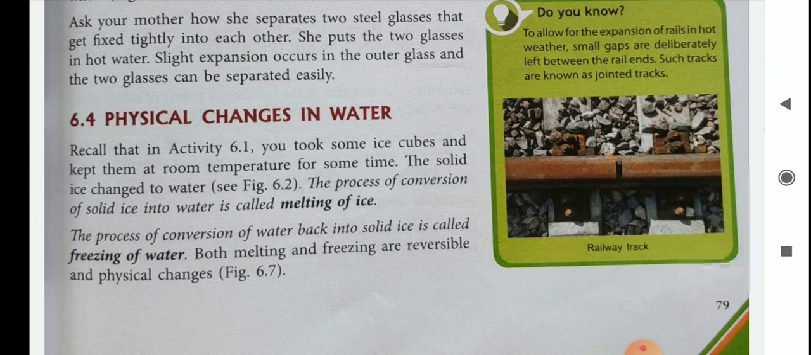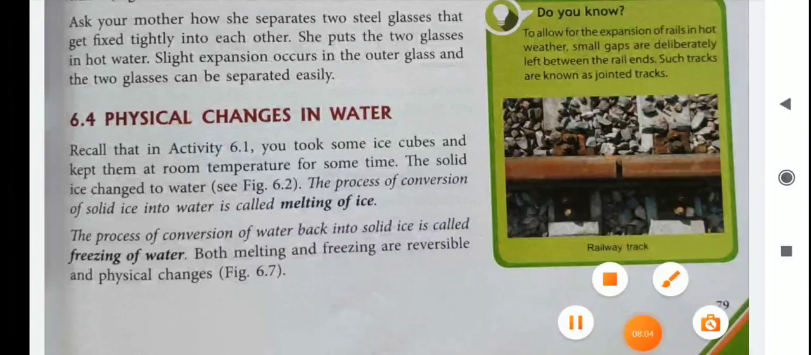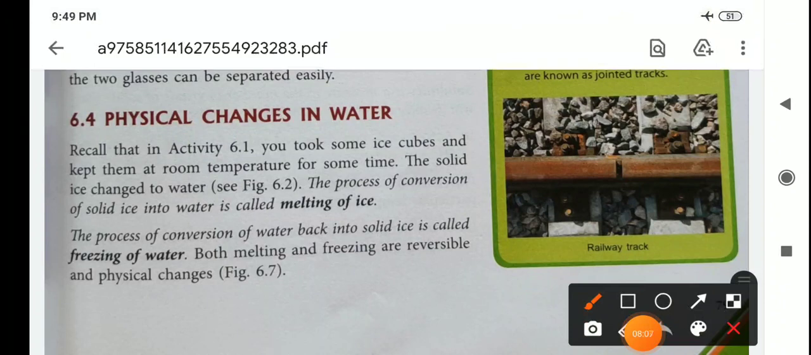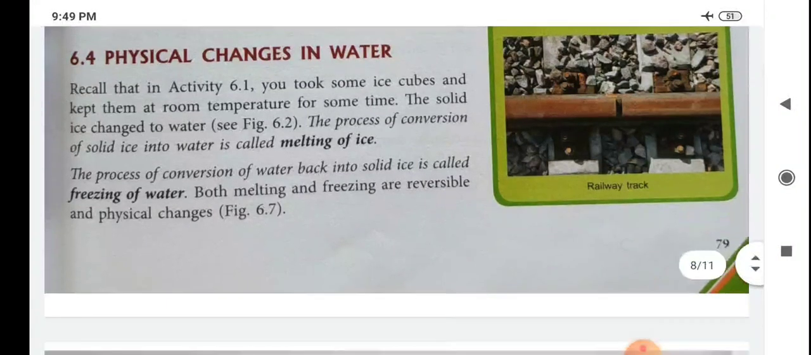We already know about the physical changes in water. That is, the solid ice changed to water. The process of conversion of solid ice into water is called melting of ice. Then the process of conversion of water back into solid ice is called freezing of water. Both melting and freezing are reversible and physical change.